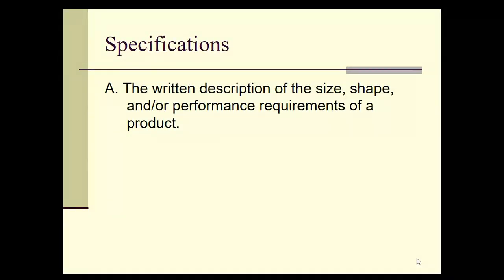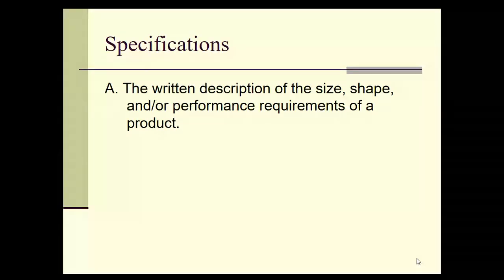Specifications is the written description of the size, shape, and the performance requirements of a product. A specification might tell how many people have to fit in a passenger plane, what the client wants in terms of figures for how many people can fly with that airline. That would be a specification the engineers would have to figure out.